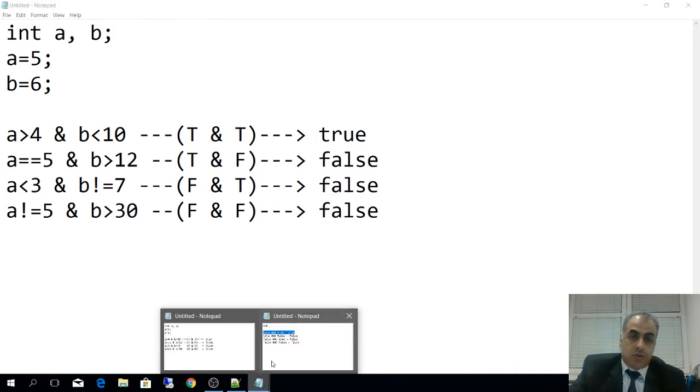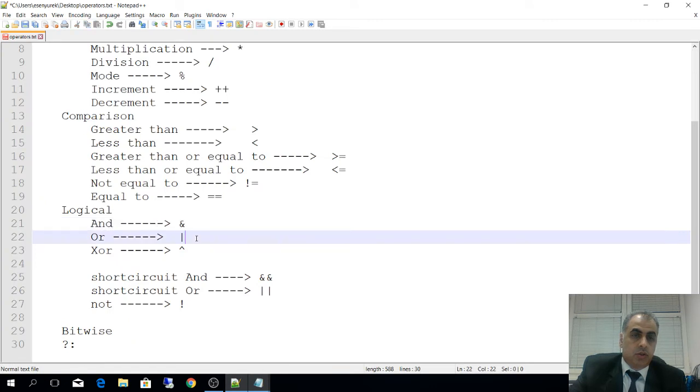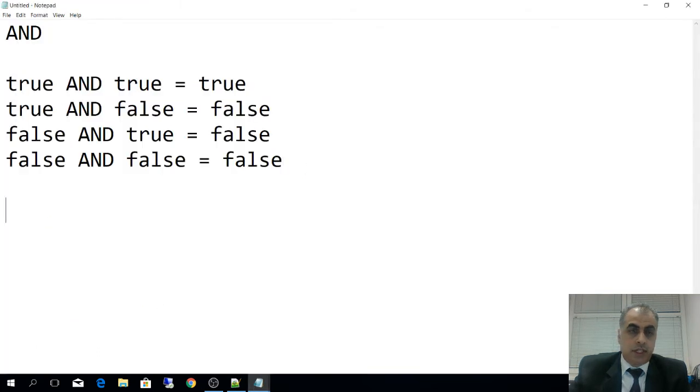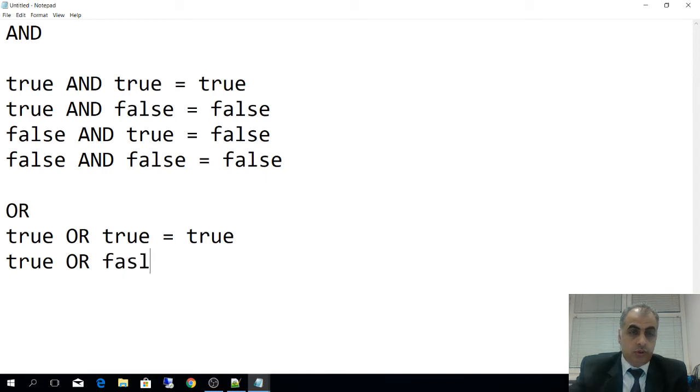So that is the AND operator, and from here we can go on to the OR operator. For the OR operator we are using this shape. First I will write something here for the OR operator. If both of them are true, true or true, the result will be true. And the other one is true or false, the result is going to be true.